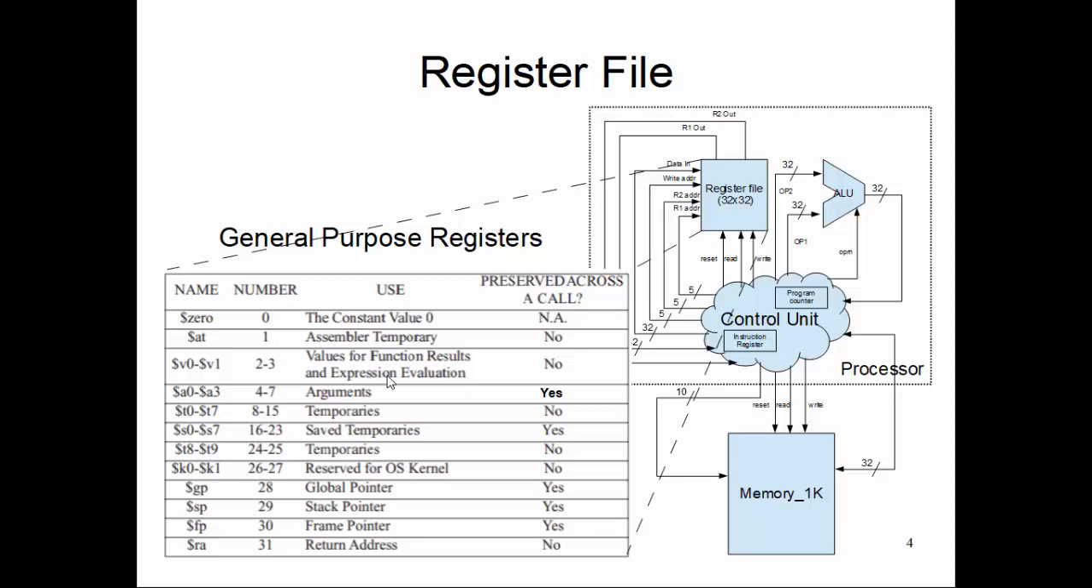Convention of usage of those registers. For example, A0 to A3, they said, okay, we will use it for passing arguments into a function, whatever the function as a notion we can implement. We'll see in a further lecture what we mean by a function and how it can be implemented in assembly language.